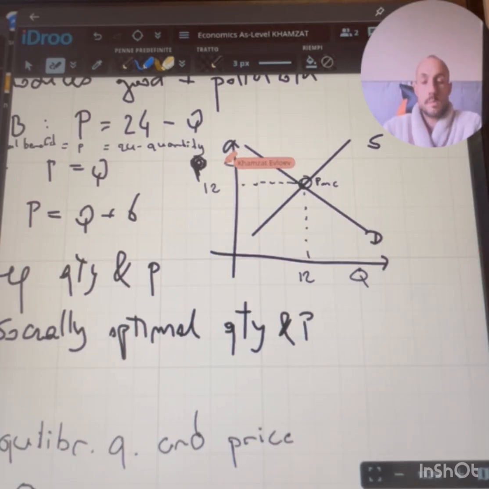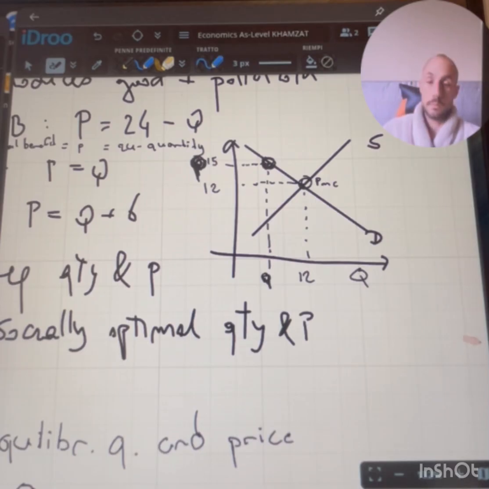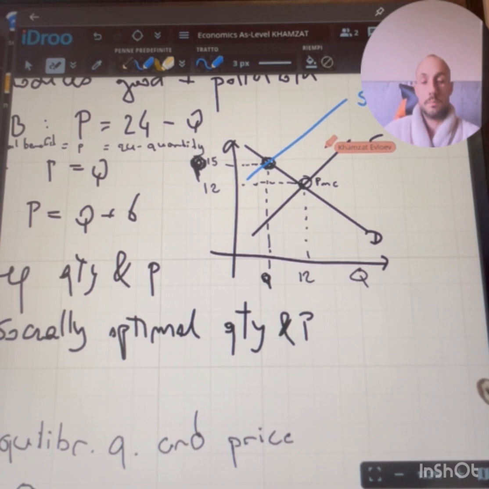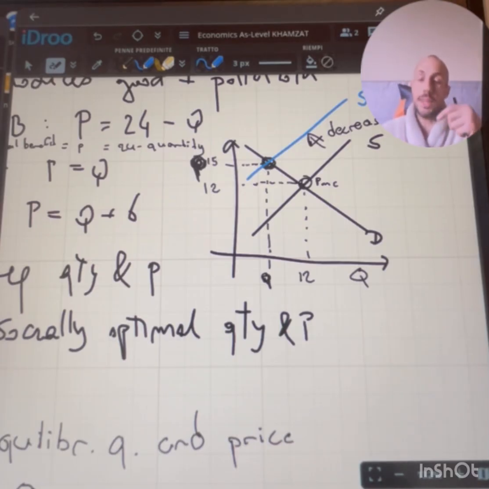15 for P, 9 for Q. It should go somewhere like here. But then we would have to shift the demand, no? Not the demand, but the supply. Oh yeah, the supply. That would be a decrease. Exactly. And what is the tool? So how much is actually the Pigouvian tax that the government must introduce in order to internalize this externality?